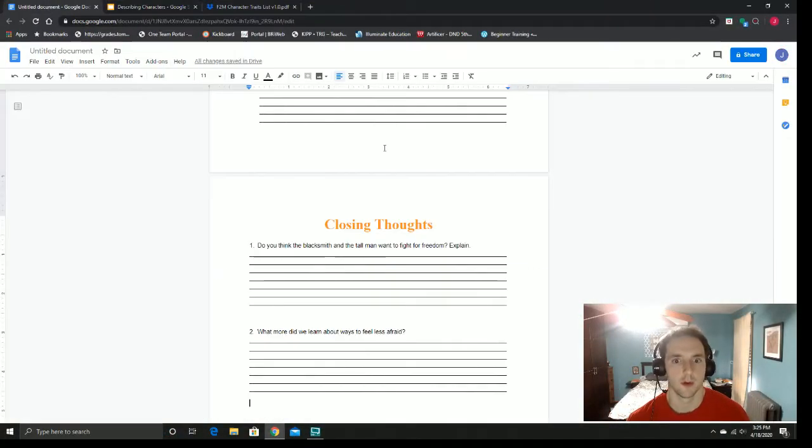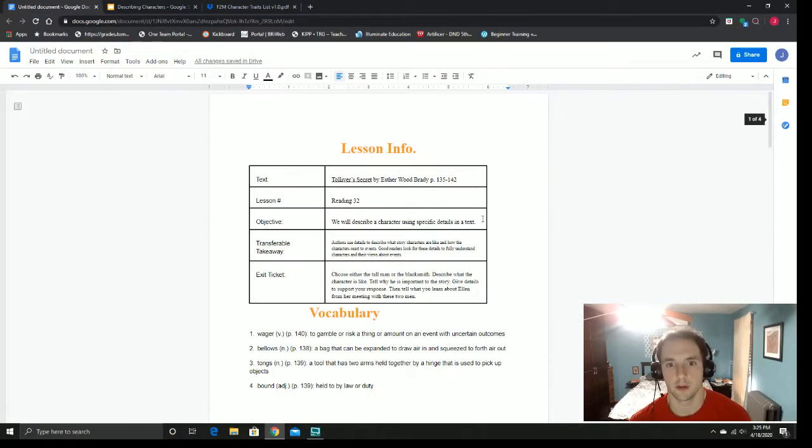All right. Like I said, we are starting with reading lesson number 32 today, which is connected to chapter 11 of Toliver's Secret, pages 135 to 142, a very brief chapter. Our main objective today is going to be describing a character using specific details in a text.